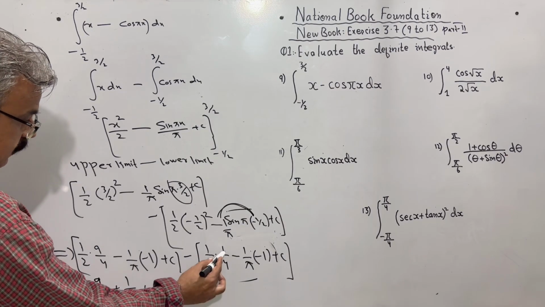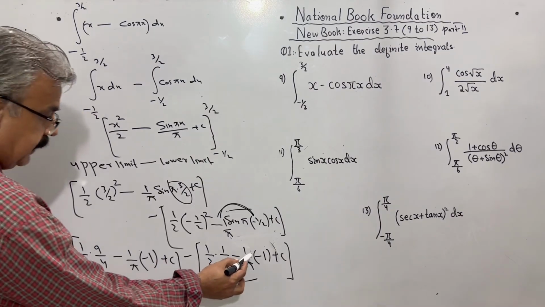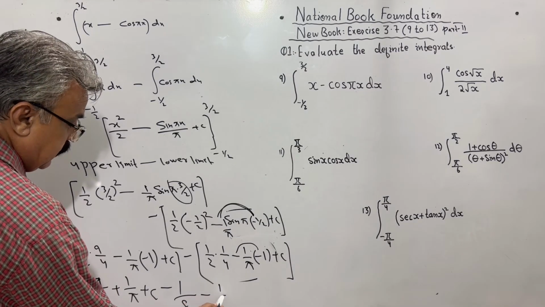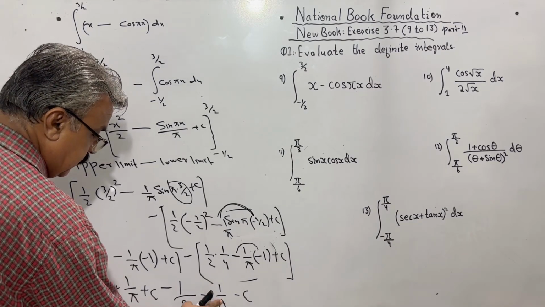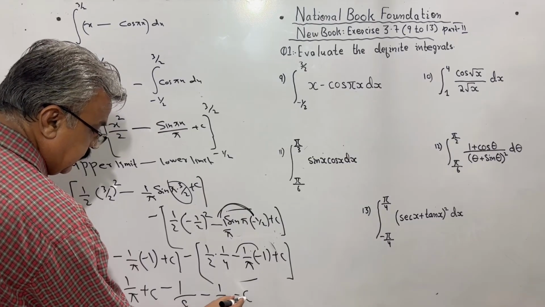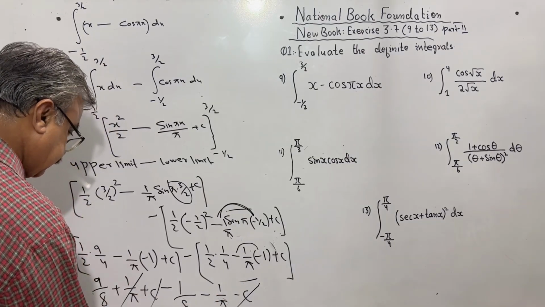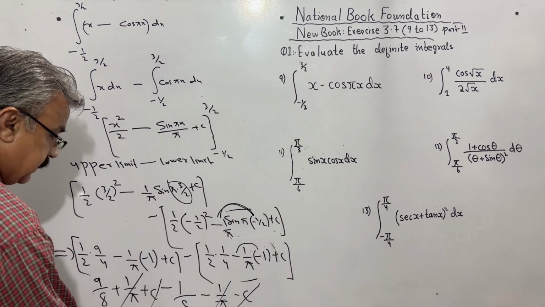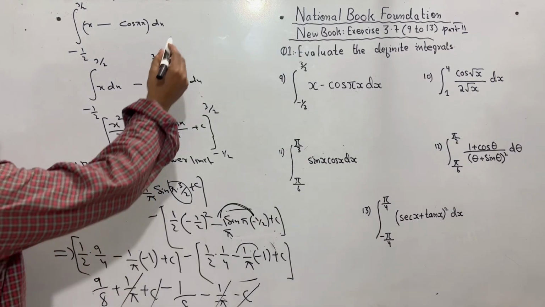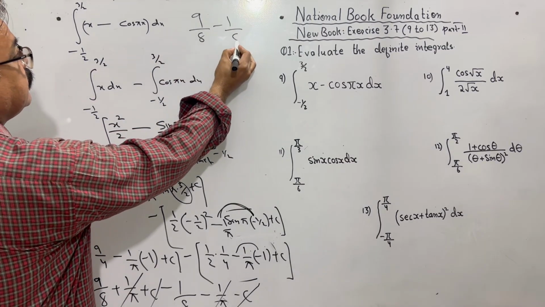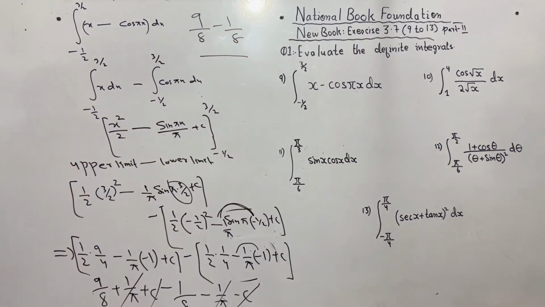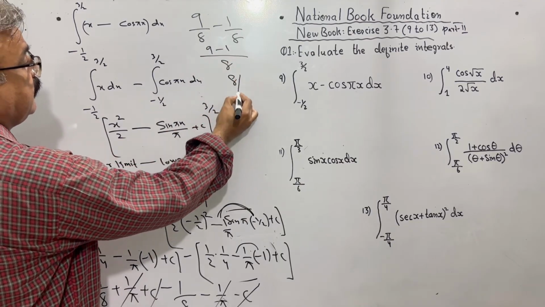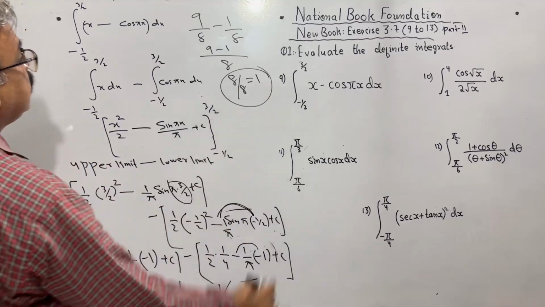Here 1 times 1 over 4, 2 for the 8, but negative. It will become minus plus, owing to this minus, it will be again negative 1 over pi negative c. The c cancels out. 1 upon pi, positive and negative cancel out. We are left with 9 over 8 minus 1 over 8. As denominators are the same, write once, no change in the numerators. It will become 8 over 8, which is equal to 1. 1 is our answer in that case.